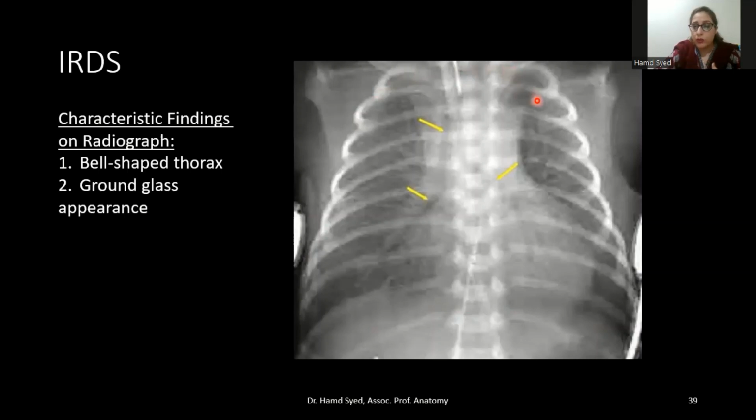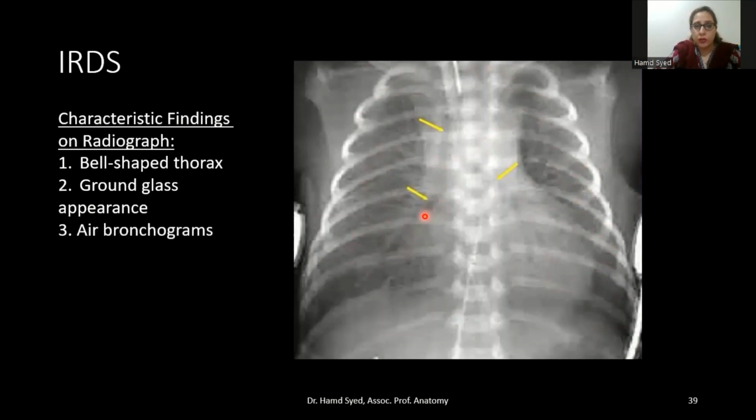Next, like I talked about the infiltrate, the deposition of the infiltrates within the lung parenchyma causes a granular appearance. If you look at this, you can see these uniformly distributed opacities throughout the lung parenchyma, which are visible on the chest radiograph. And this is known as the ground glass appearance.